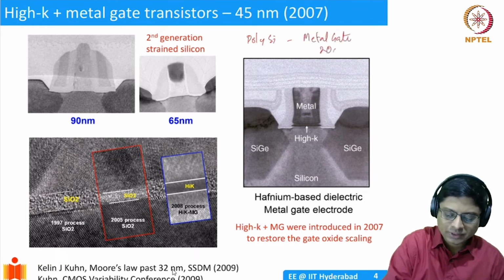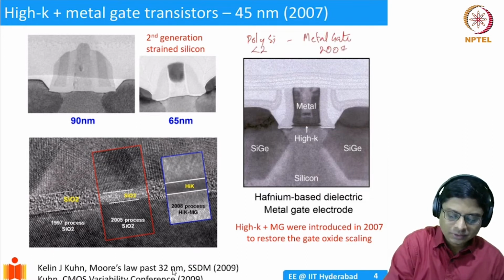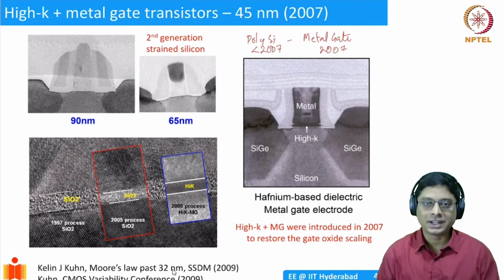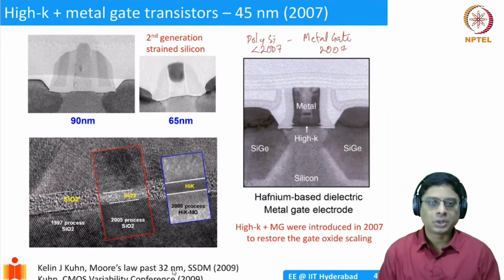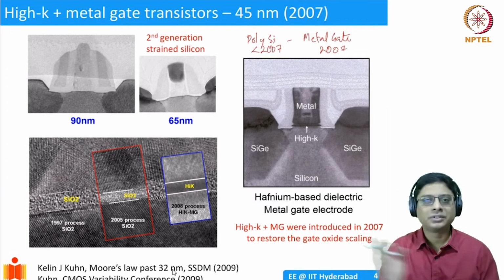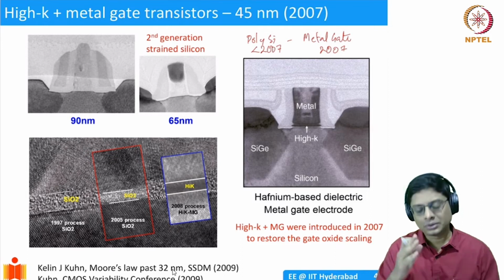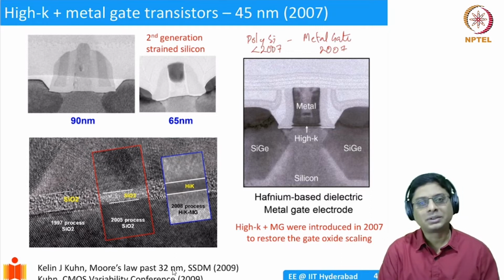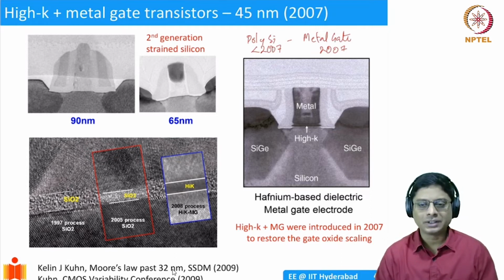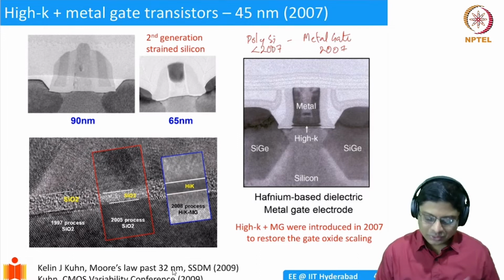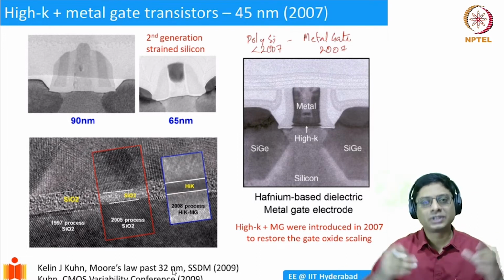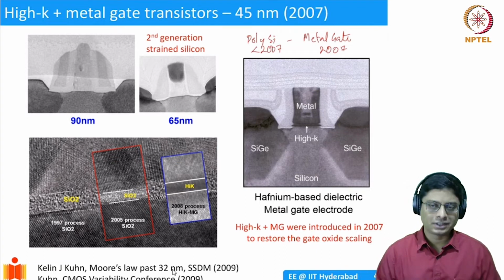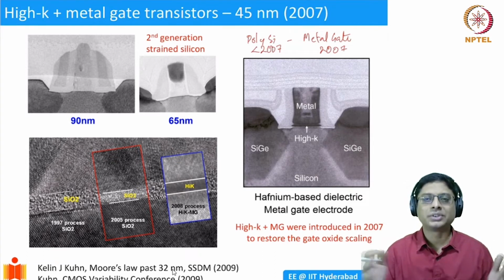This was in 2007, and this is the structure before 2007. Remember, originally in the 1960s and 70s, it was metal gate, but then we changed over to polysilicon gate for adjustment of the VT and so on, and also some lithography related issues. And finally, in 2007, we went back to the metal gate. This was introduced essentially to restore the scaling of oxide, so you could continue to reduce the thickness of the dielectric and then increase the drive current. Okay, this was done in 2007.